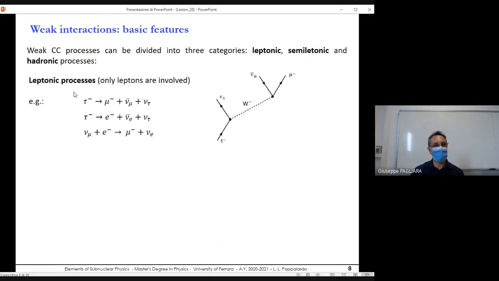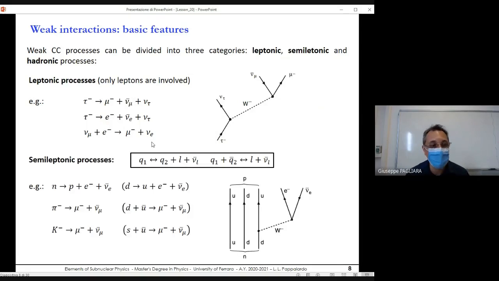Leptonic processes are processes which involve only leptons. One of the examples we saw already yesterday in one of the exercises, which is the decay of the tau lepton. So the tau transforms into a tau neutrino with the emission of a W boson, which decays into a muon and an antimuon neutrino. An analogous decay you have for the case of the electron, just replace the muon with the electron, or with this other charged current process: a muon neutrino with an electron goes into a muon with an electron neutrino. So you see the muon neutrino becomes a muon, and the electron becomes an electron neutrino. They change identity when a charged current is involved.